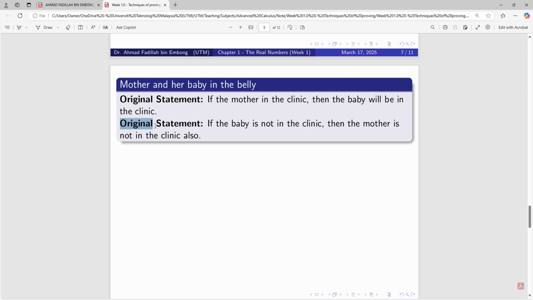So the contrapositive statement is that if the baby is not in the clinic, then the mother is not in the clinic also, right? So it is not possible to have it otherwise. If the baby is not in the clinic, then of course the mother also will not be in the clinic, right? Okay, so therefore the original statement and the contrapositive statement give you the same meaning.